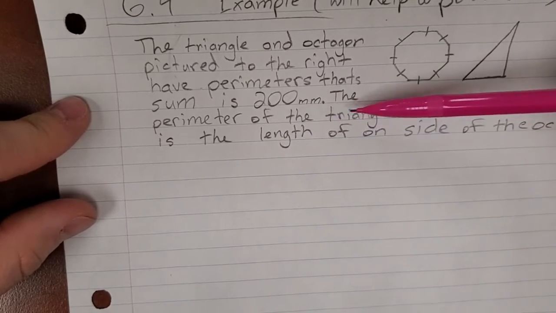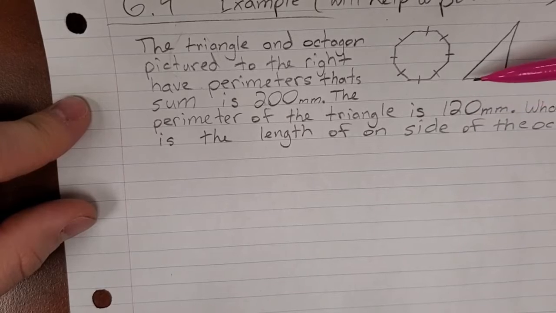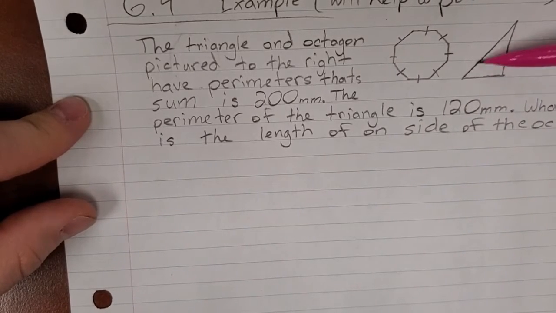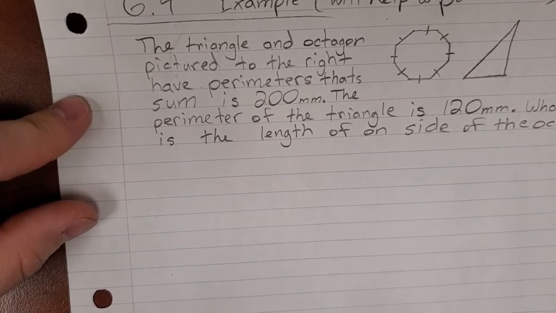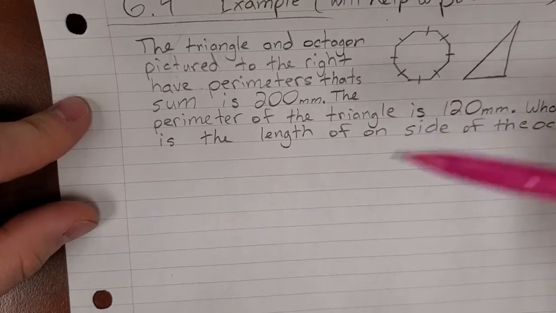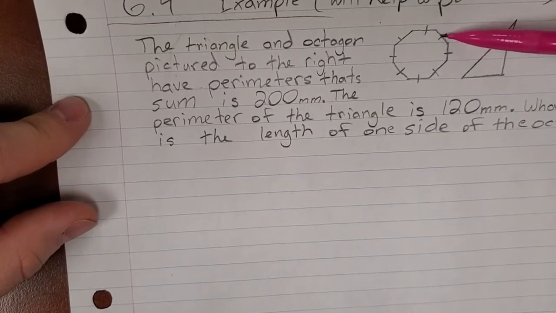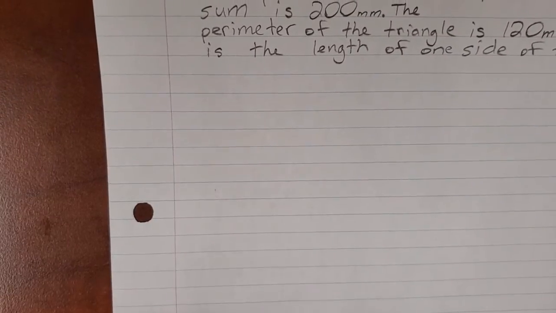The perimeter of the triangle itself, so just this triangle, is 120 millimeters. So these 3, the perimeter is the distance around. So this side plus this side plus this side would be 120 millimeters. What is the length of one side of the octagon? So just one of these sides. Okay, so we're going to set up an equation to figure this out, and then we're going to solve the equation.